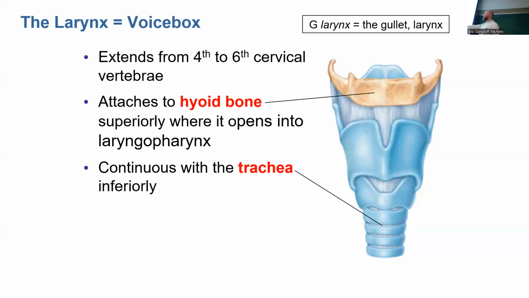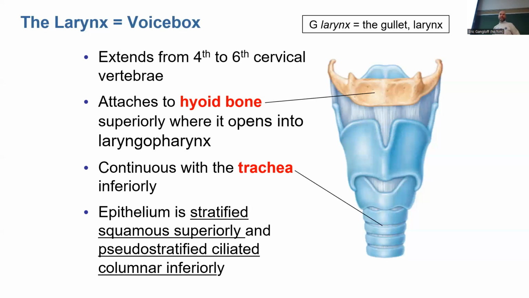In your textbook, you'll see specific names. This is something called the cricoid cartilage, and you'll see specific names for these cartilaginous pieces. I'm not going to get into that. I just want you to know the larynx is the voice box. It's the transition between the pharynx and your trachea, and it's associated with the hyoid bone.